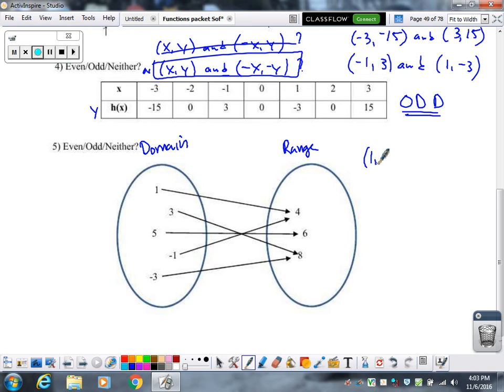So we have a point (1, 4) that's in this function, and we also have the point (-1, 4). What else do we have? We have a 3 that maps onto 8, is a point in this function, and we have another point (-3, 8) that is in this function. So again, just by observing, we see that the x value is negated, but the y value stays the same, so we can conclude that this function is even.